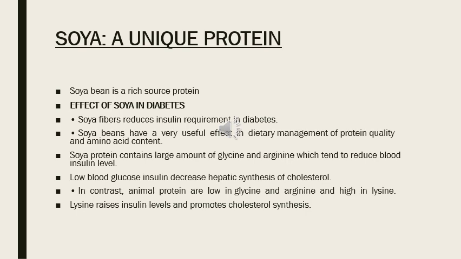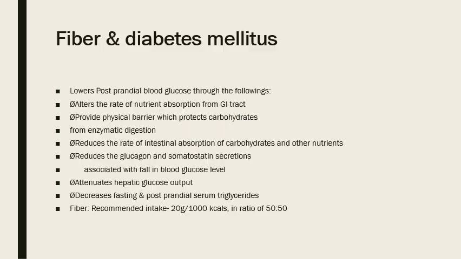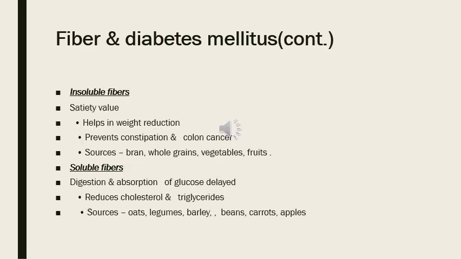As I previously mentioned, soya as a source of protein is useful for coronary heart disease, and it is also beneficial for those with diabetes as it decreases insulin resistance. Fibers are important for diabetics in their two types: the insoluble because it helps in weight reduction, and the soluble because it delays the absorption of glucose and reduces cholesterol and triglycerides.